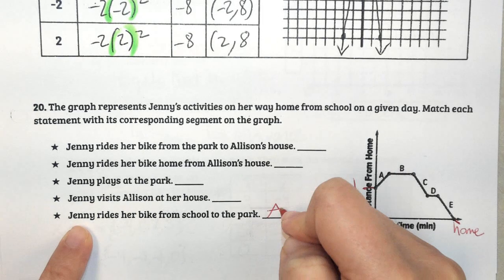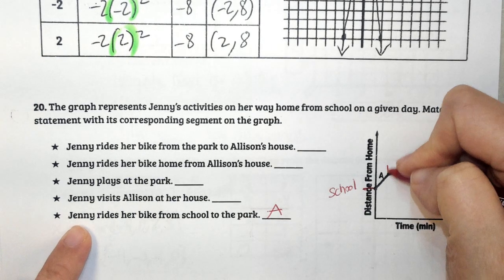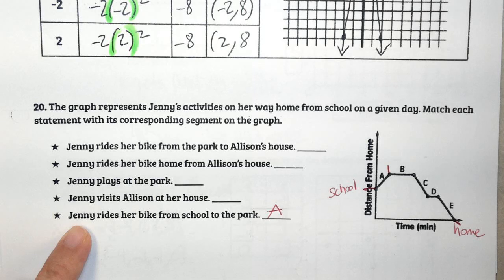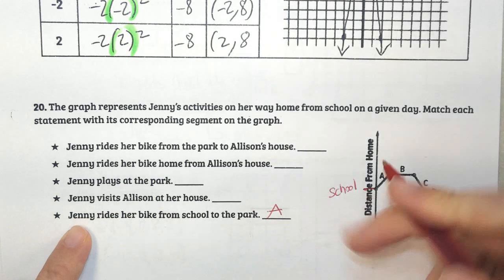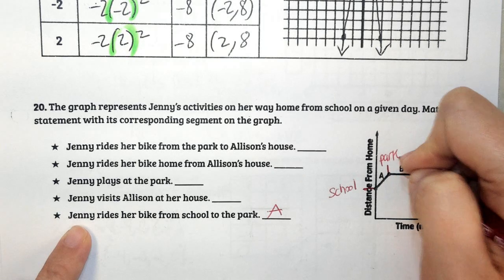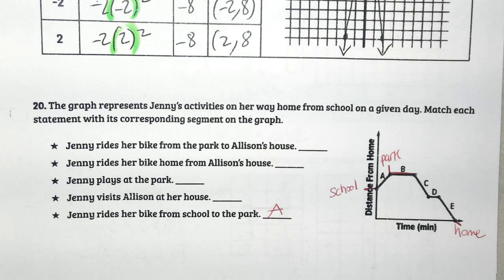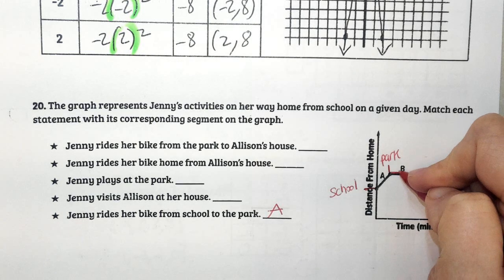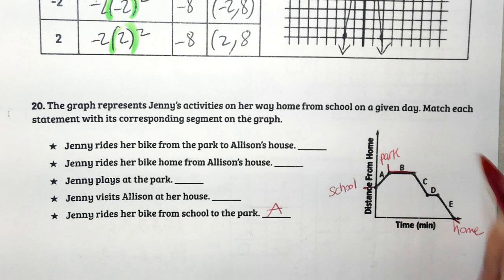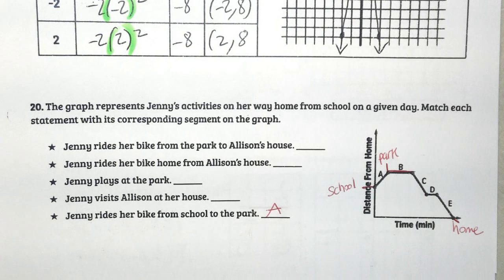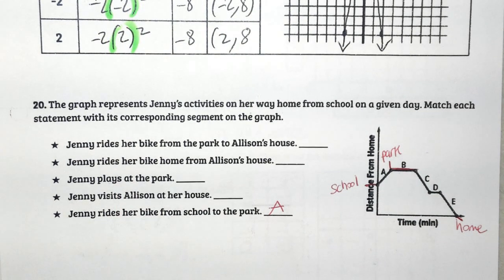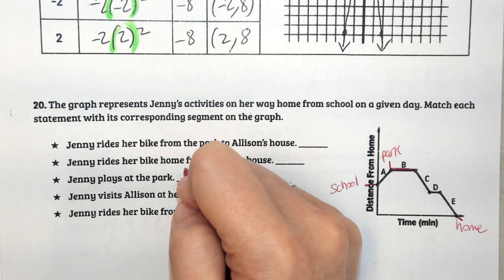So that would be A. That means this right here is where? The park, right? She starts at school, she went to the park. So here she must be at the park. So now that we have a constant, a flat line, a horizontal line, she's not moving farther away from home, she's not moving closer to home. So that means she must have stayed there. So which sentence fits that? Jenny plays at the park. Yeah, Jenny plays at the park.